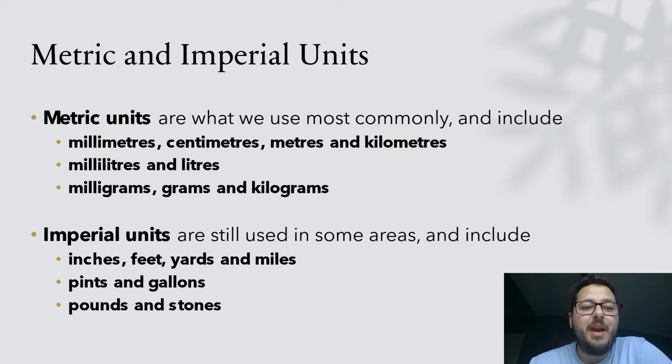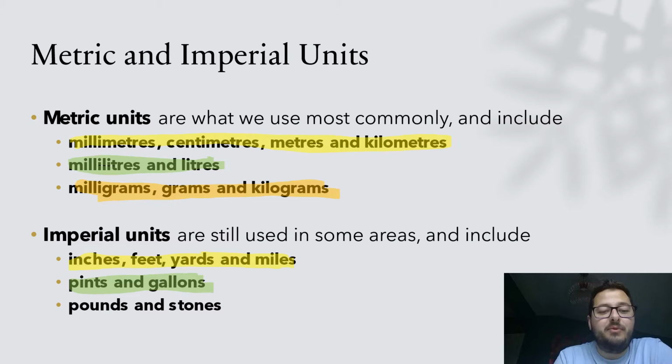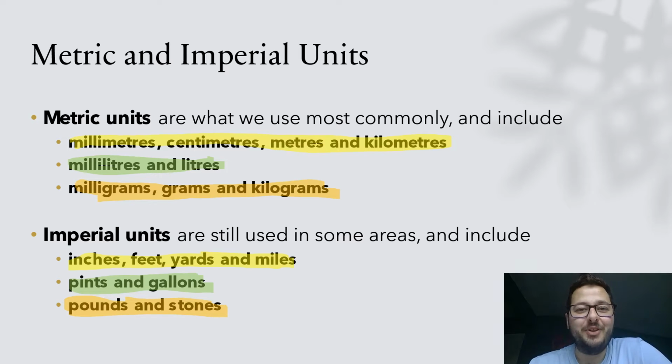Okay, so just a reminder then, metric units are what we most commonly use, and they include millimetres, centimetres, metres and kilometres. We've got millilitres and litres, and that's for liquid, and we've also got milligrams, grams and kilograms for mass. Now imperial units, they're also used, a bit more old-fashioned, but we use a lot of them still in the UK, and we've got for length inches, feet, yards and miles. We've also got pints and gallons, and we've also got pounds and stones for weight. So I've matched up with the colours which ones are going to match, and I'm going to show you the conversions that we need to know for GCSE.